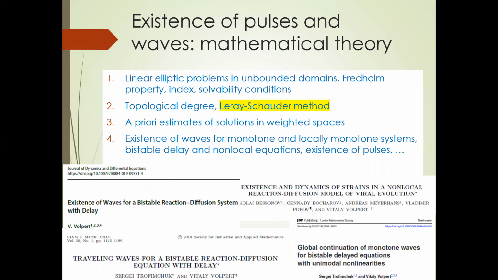We have discussed before existence and dynamics of waves and pulses for non-local and delay reaction diffusion equations. In some cases, existence of such solutions can be proved, but it requires quite sophisticated mathematical methods. As I mentioned before, we use the topological degree theory for elliptic problems in unbounded domains and the Leray-Schauder method. To use this method, we need to obtain a priori estimates of solutions in some appropriate function spaces. Some recent publications devoted to the existence of waves and pulses are shown in this slide.